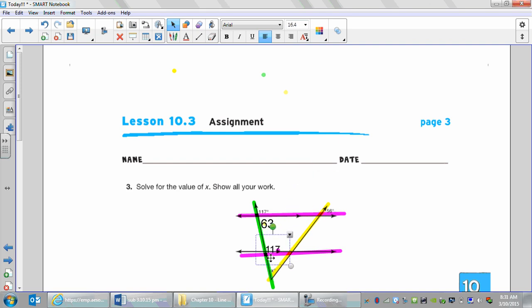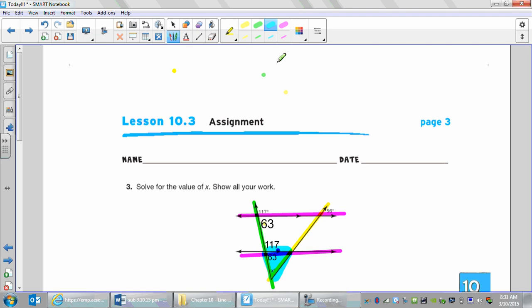So if we had a 63 here and corresponding angles, well, 117 would go right here, and then 63 could go right here. And we could keep finding more. I could find all of these, but I don't think we have to, because let's see what's going on. I need to solve for x.